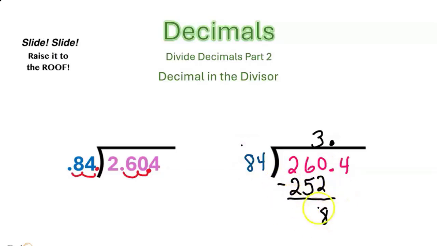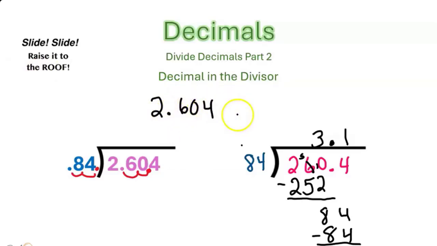Okay, now I have to subtract. I get 8 because I had to borrow here. So I get 8. Now I bring down the 4. How many 84s go into 84? 1. 1 times 84 is 84. And I get 0. So the answer to our problem, we can write it out as 2.604 divided by 0.84 equals 3.1. Again, that's dividing decimals when there's a decimal in the divisor.